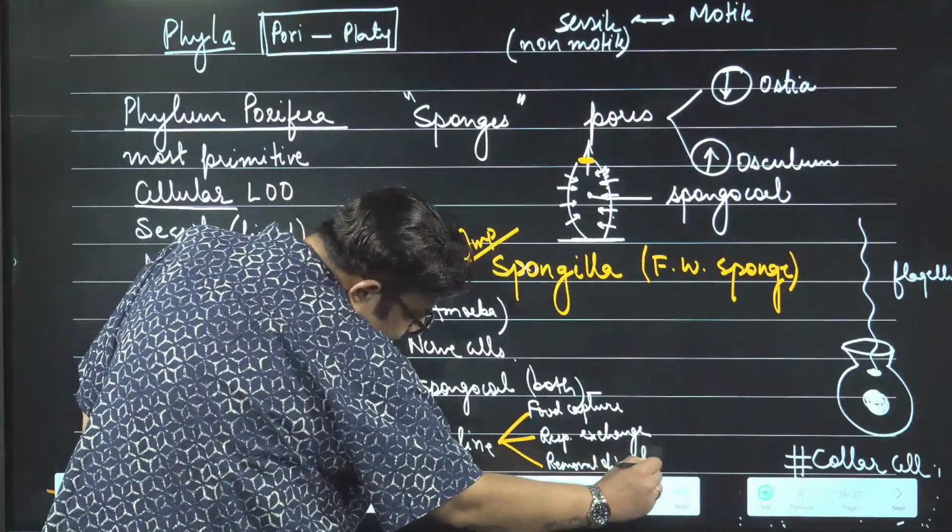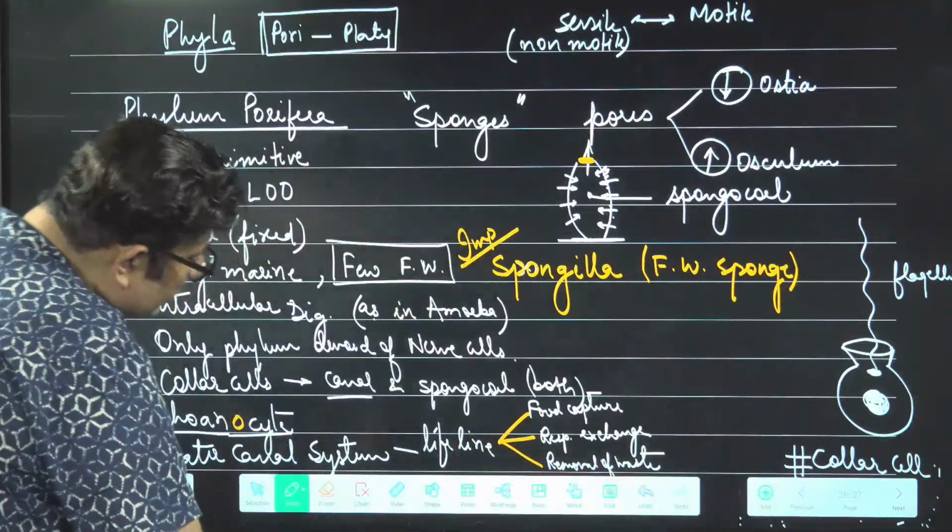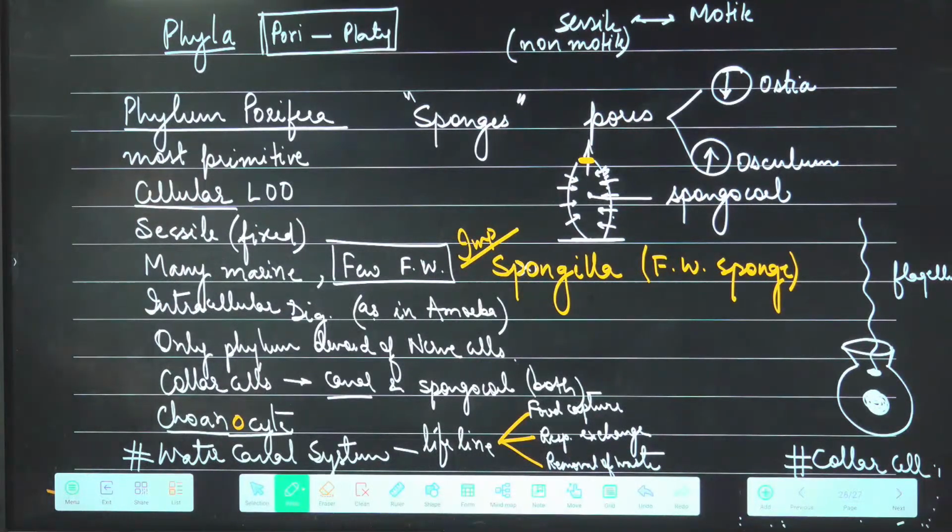You will notice that I am missing some more points. I am only making you remember the NCERT lines. Because our purpose is not to become a zoologist, our purpose is to become a doctor. So for that we have to learn the book as it is. And the authors or paper setters do not expect you to read higher books other than NCERT. It is enough for preparing for this competition. So: food capture, respiratory exchange, and removal of waste.